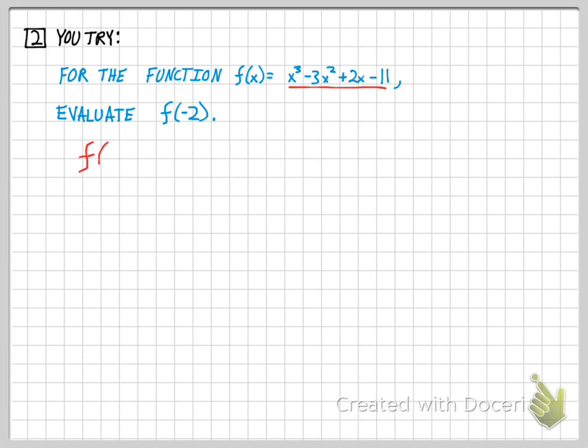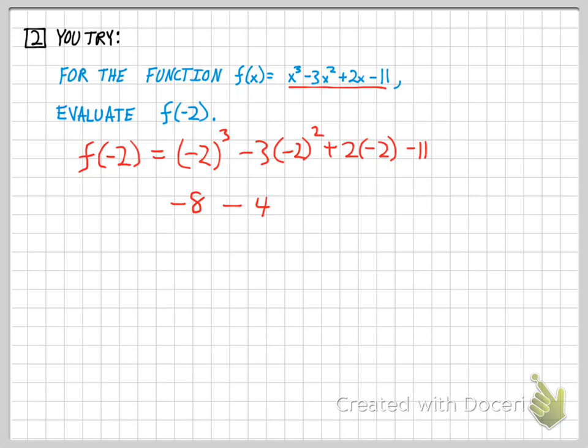Alright, hopefully you took negative 2 as your input and plugged it into the formula, kept track of all your order of operations, distributing, and combining everything together. You should get negative 8 minus 3 times 4, which is 12, and then minus 4. Sorry, I said 12, but I wrote 4. 3 times 4, which is 12. 2 times negative 2 is negative 4, and then negative 11. Putting all that together, I think you get negative 35 as your answer.